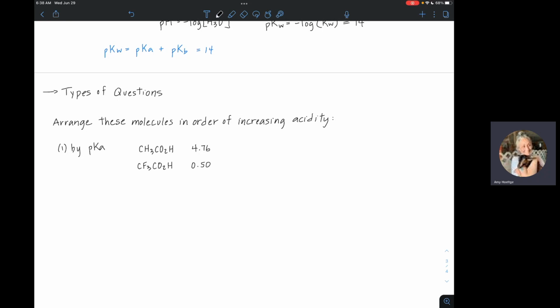0.5 is the pKa for trifluoroacetic acid. Another weak-ish acid that I can think of is hydrofluoric acid. And the pKa for that, easy to remember, pi, 3.14. Carbonic acid is another one.